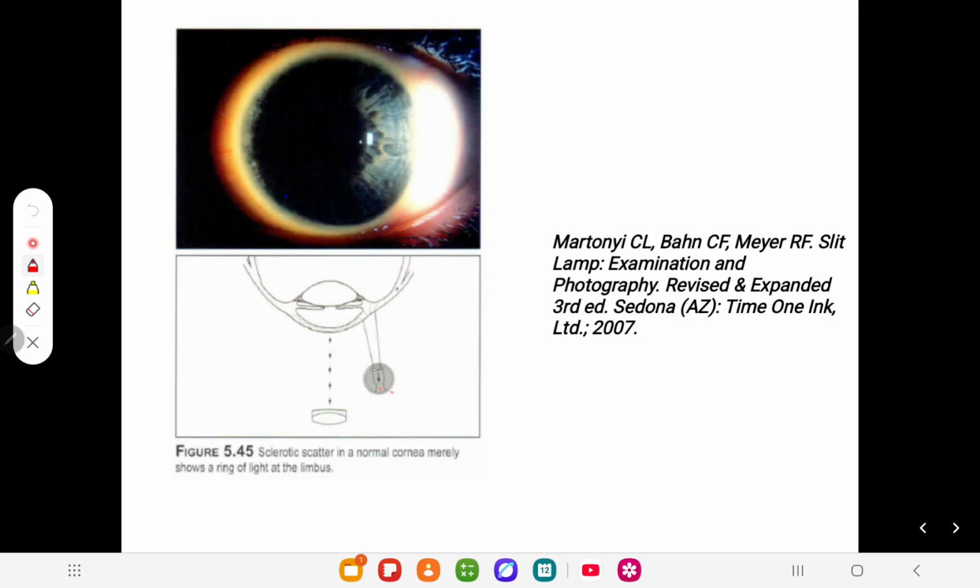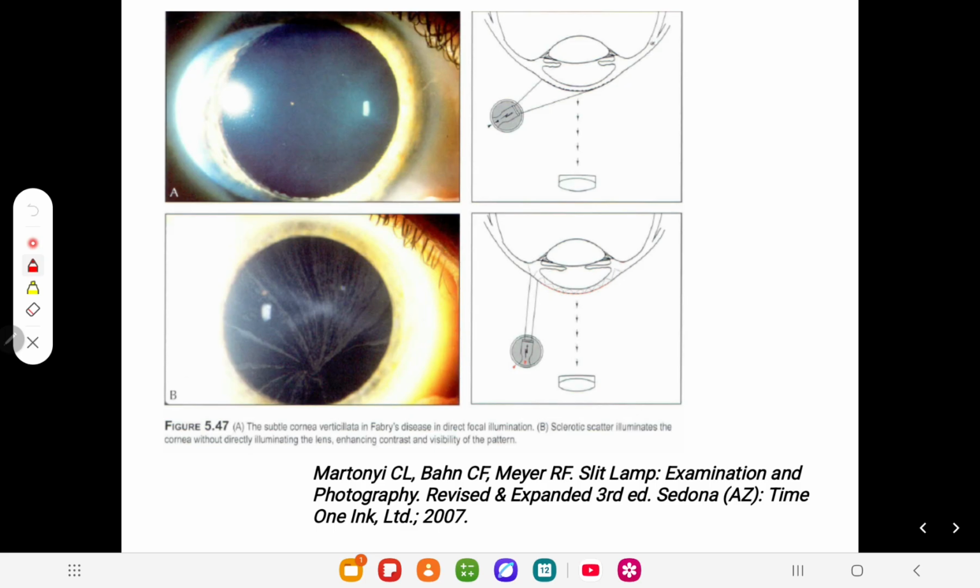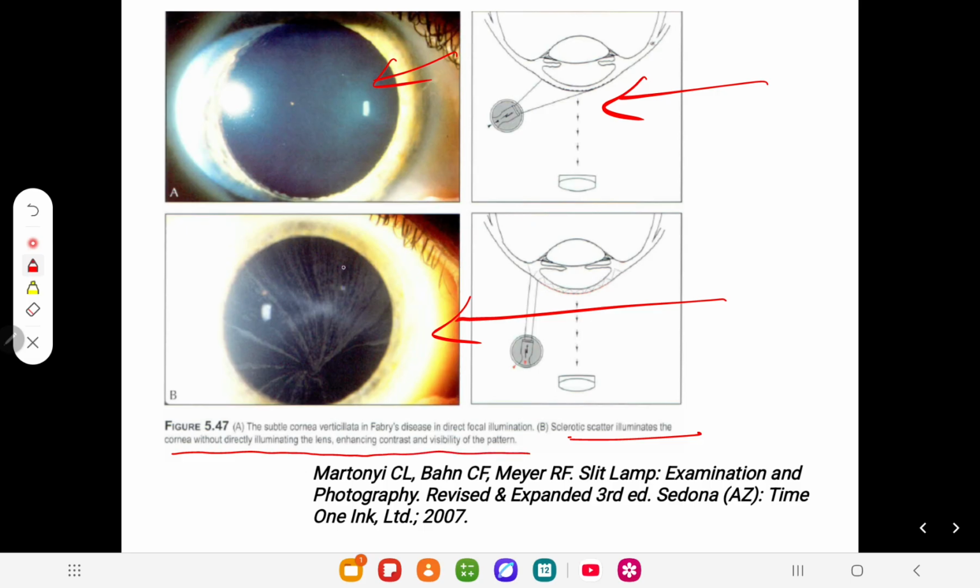So can you see in this picture, you cannot see cornea because it's normal and the sclerotic scatter is happening. The basic concept is total internal reflection. I have taken this from the very same book. Now can you see this is direct illumination? Can you see anything here, and can't you see it in sclerotic scatter? Sclerotic illumination, the cornea without directly illuminating it, enhances the contrast visibility of the pattern. Can you see this beautiful pattern here because of the sclerotic scatter?